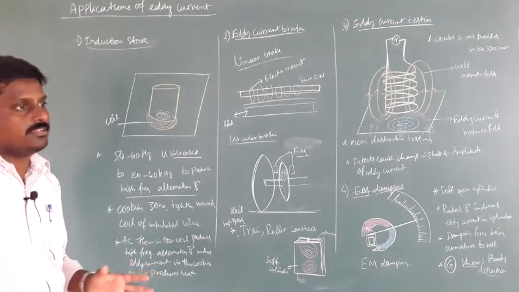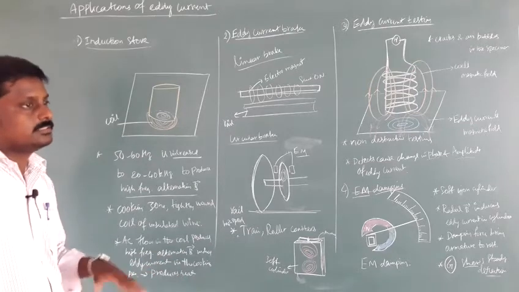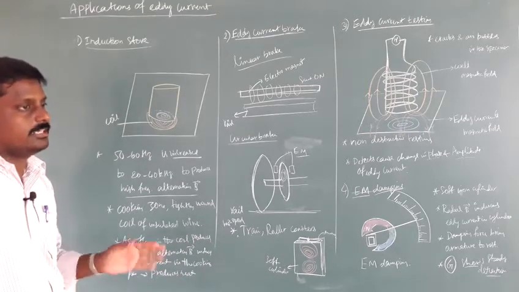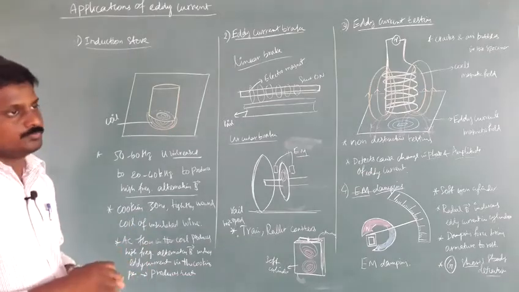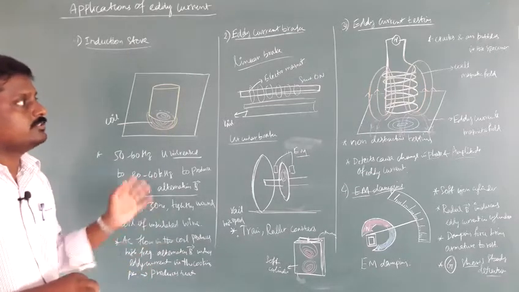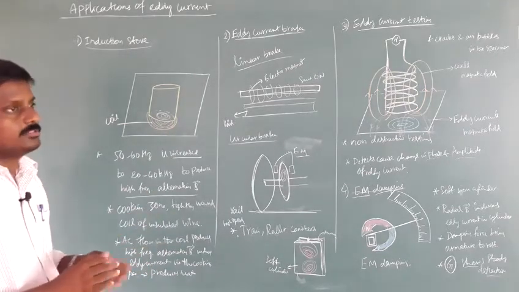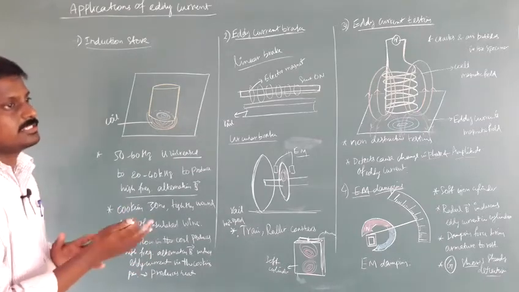There is a change in magnetic flux linked with the coil or conductor. An induced current is produced in the conductor. That induced current in circular loops or eddies is the eddy current. So it is used for application purposes. Although it is a defect, they are using it as a plus.